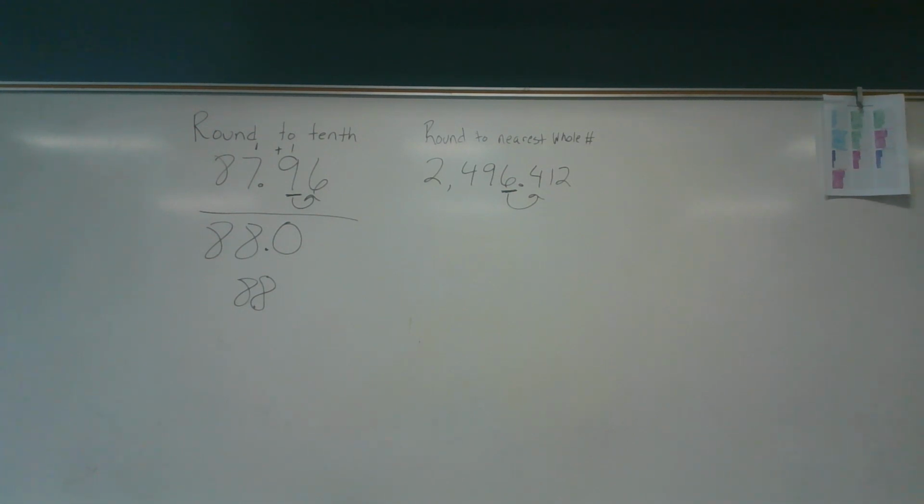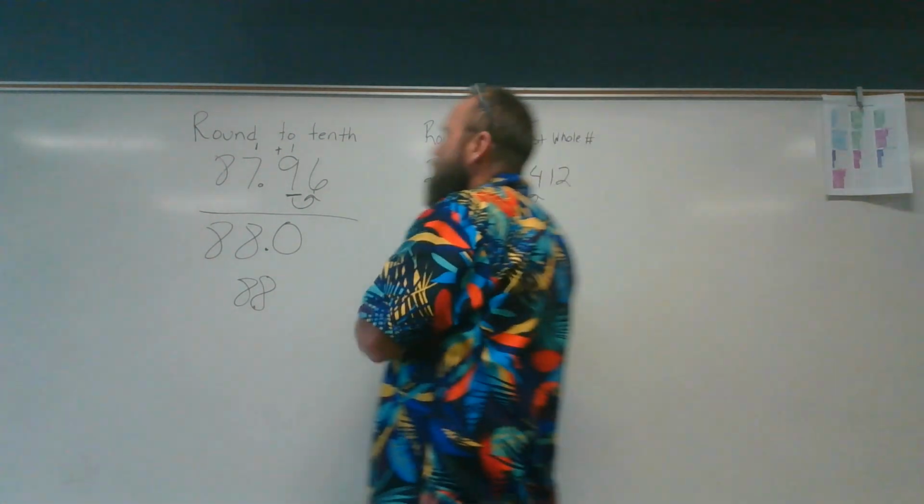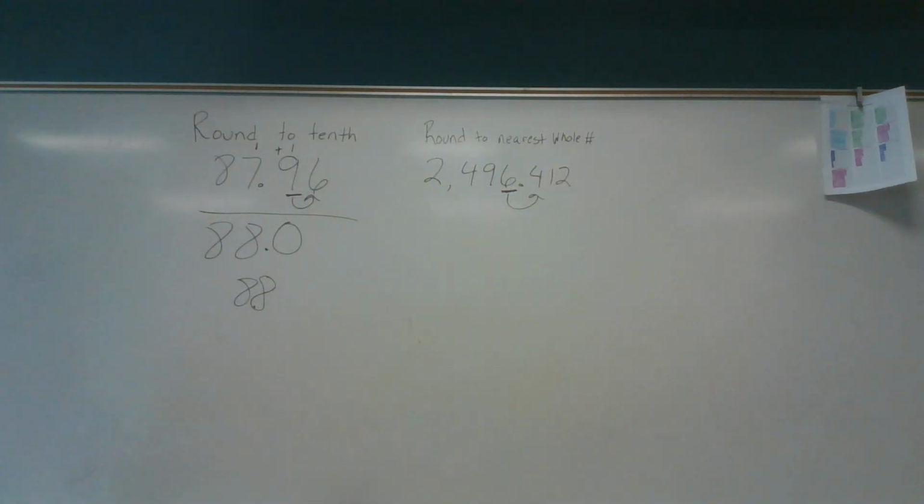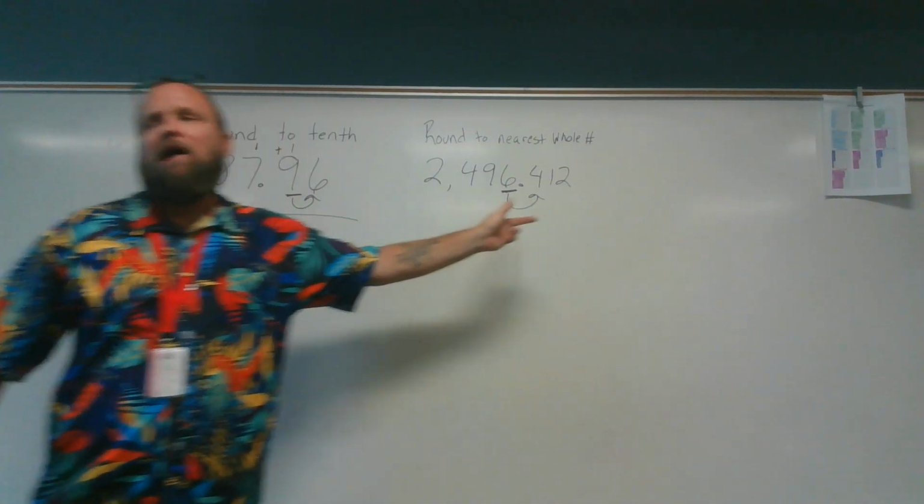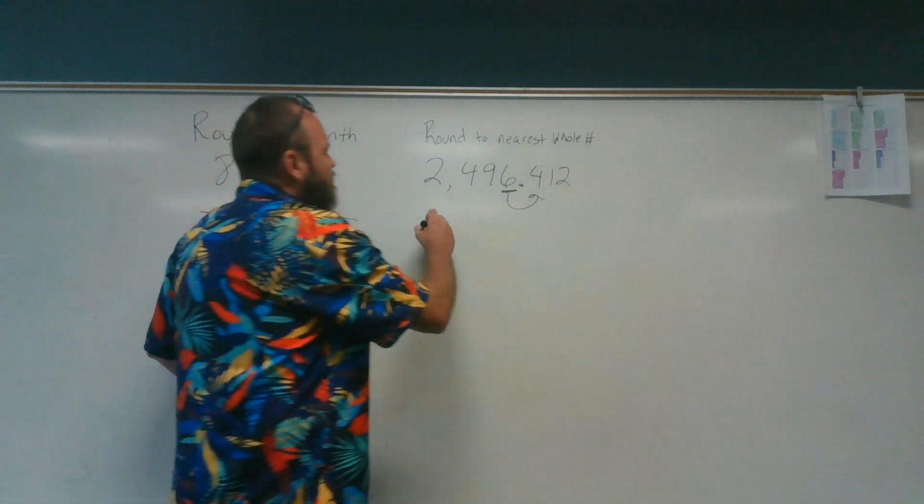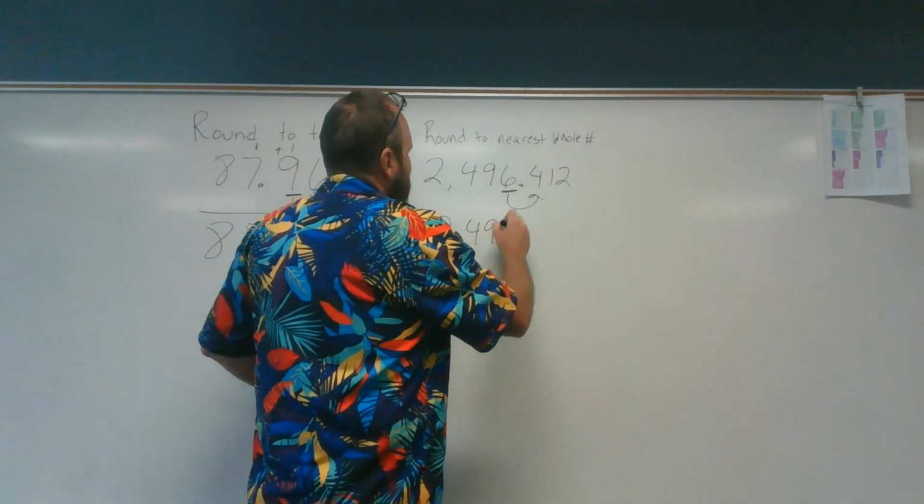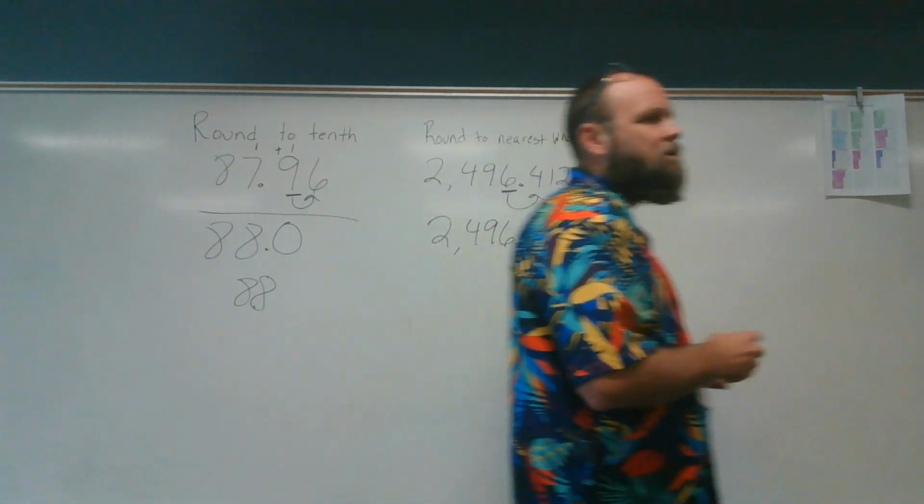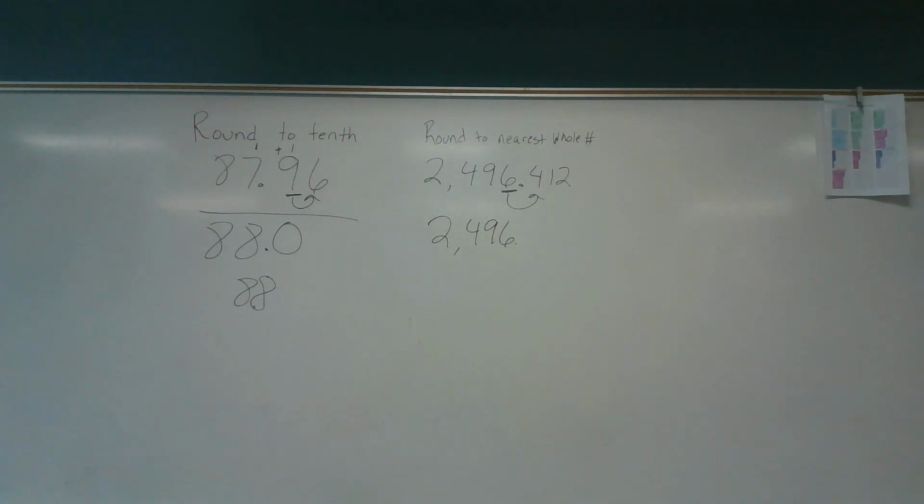Okay. So Honeyleth. The number behind the ones place is the tenths place, and it is a 4. Do I add anything to the 6 or do I add nothing to the 6? I don't add anything because the number behind it is less than 5. So this is just going to say 2,496. You round to the whole number. You shouldn't have anything behind the decimal point.